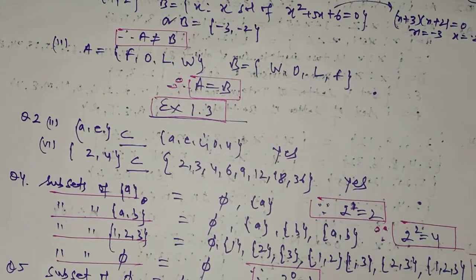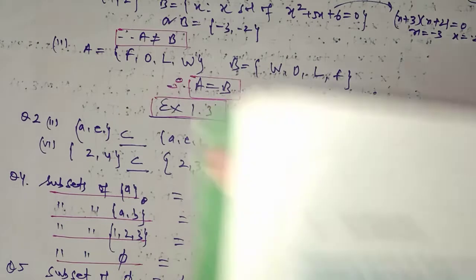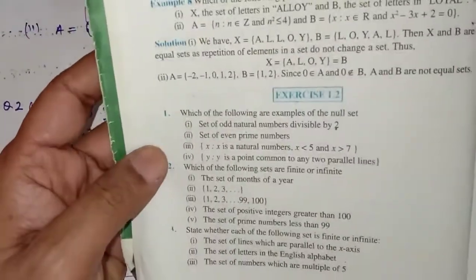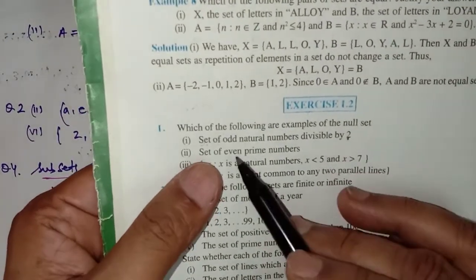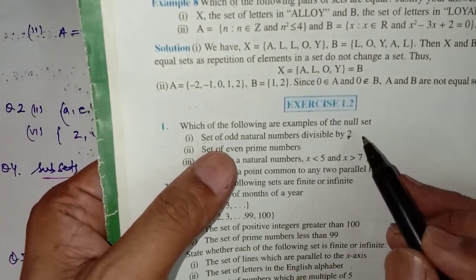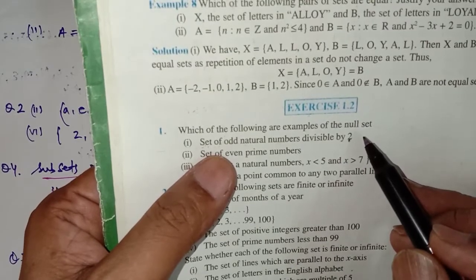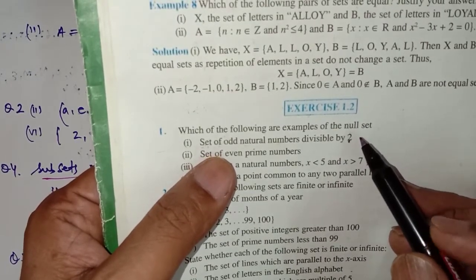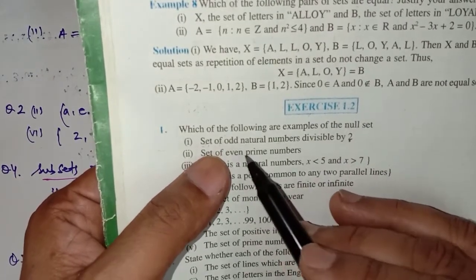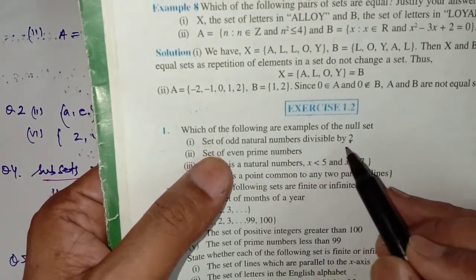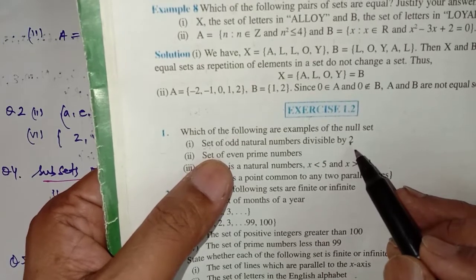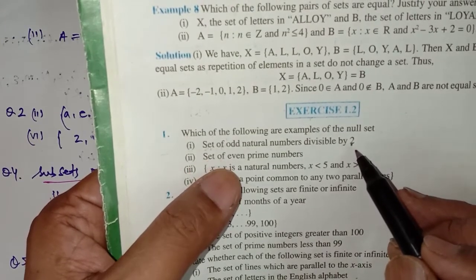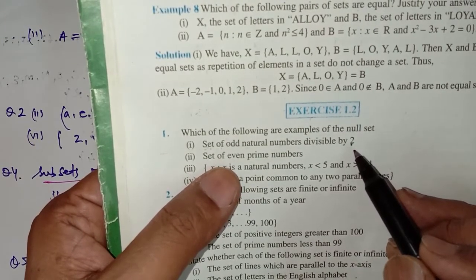Exercise 1.2 is also very easy. In question number 1 of 1.2, which of the following are examples of the null set? You know that the null set is an empty set, the set which does not have any element. So set of odd natural numbers divisible by 2. There is no element which is an odd number and divisible by 2. So it is an empty set or a null set.